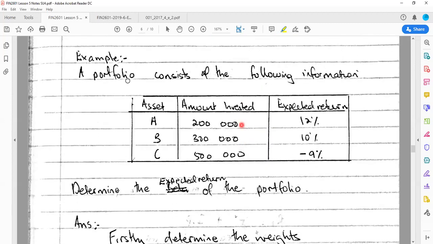So I can illustrate this to you through my own example. Suppose we have a portfolio which consists of 3 assets, asset A, B, C, and suppose we invest 200,000 in asset A, 300,000 in asset B, 500,000 in asset C, and suppose these are the expected returns associated with each of these assets in the portfolio. And then we are asked to determine the expected return of the portfolio.